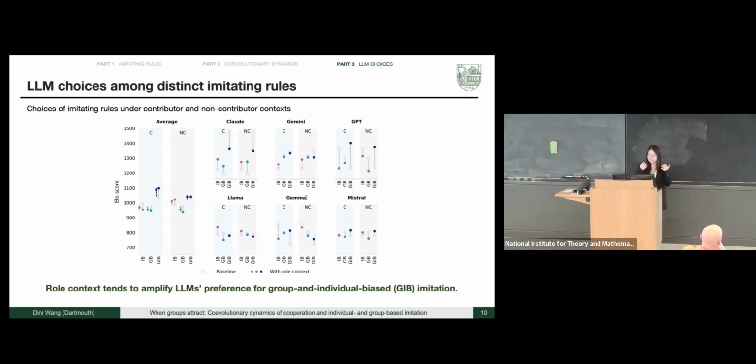All in all, we discovered that the role context tends to amplify the preference for both bias, that is, group and individual bias update, especially in the contributor context. This suggests that LLMs still favor the information-rich rules when reasoning under specific social role contexts.